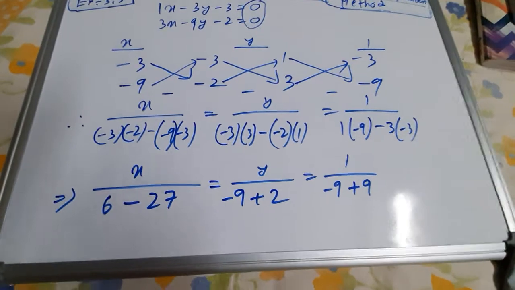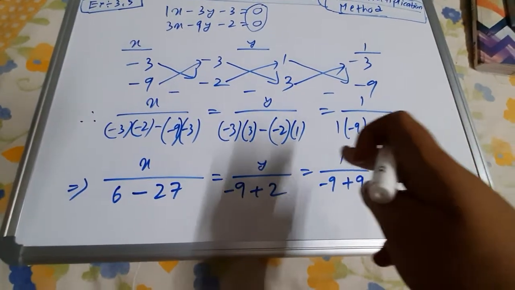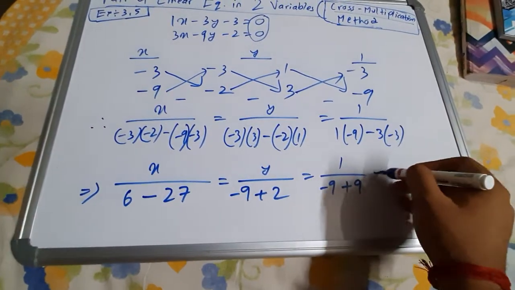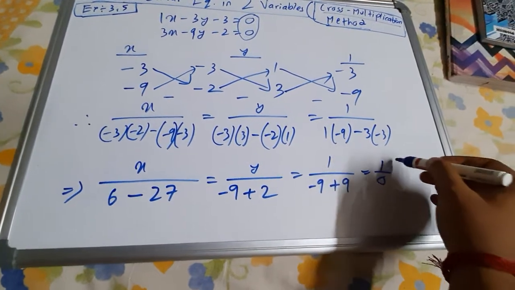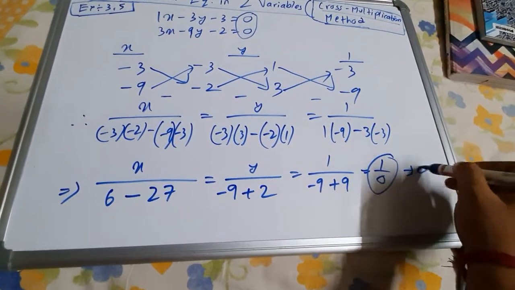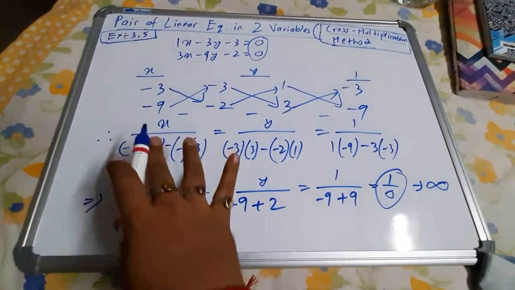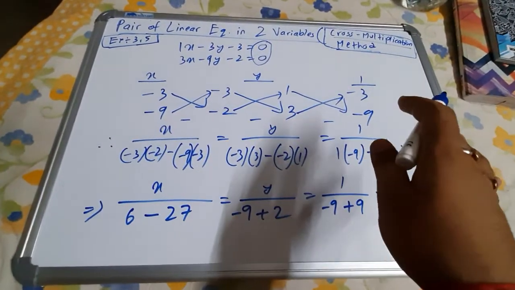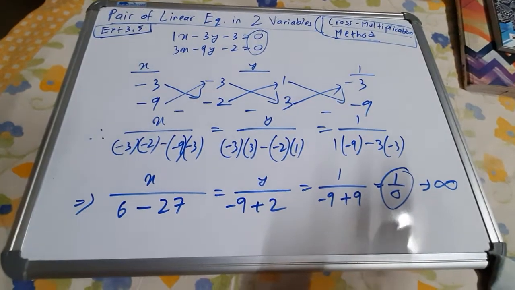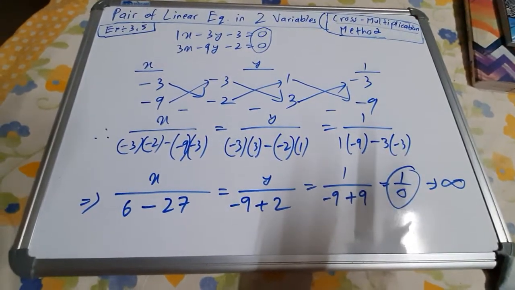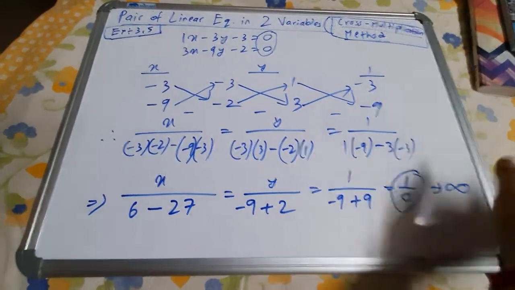But there is a problem over here. It's coming to be 1 by 0. So 1 by 0 means it's actually infinity. So this equation has no solutions. I have just taken a bad example. You have no solutions for this equation. A very bad example I have taken for you.